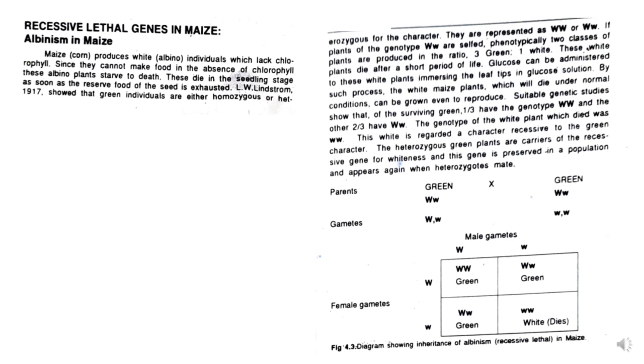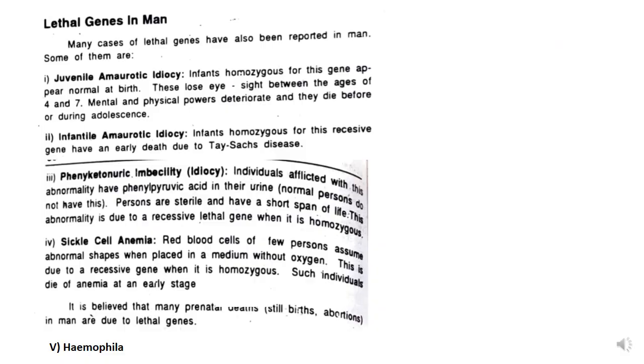Now let us discuss some examples in humans which are lethal. There are many examples of lethal genes in man, but we are discussing some selected examples. Many cases of lethal genes have been reported in man, and some of them are: the first example is juvenile amaurotic idiocy, where infants homozygous for this gene appear normal at birth, but they lose eyesight between the ages of 4 and 7. Mental and physical powers deteriorate and they die before or during adolescence.